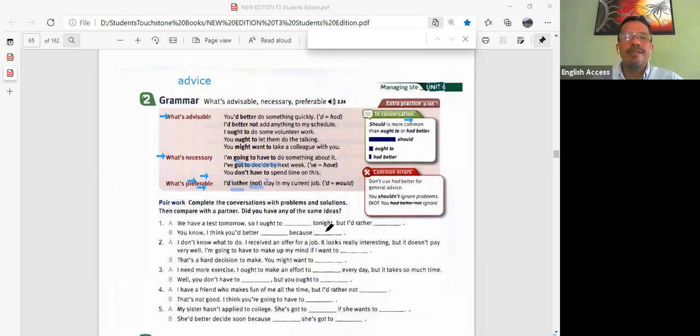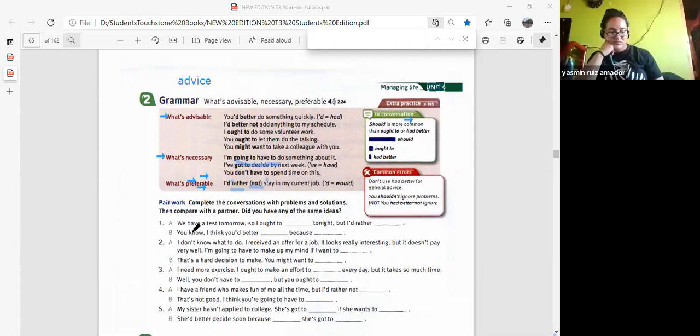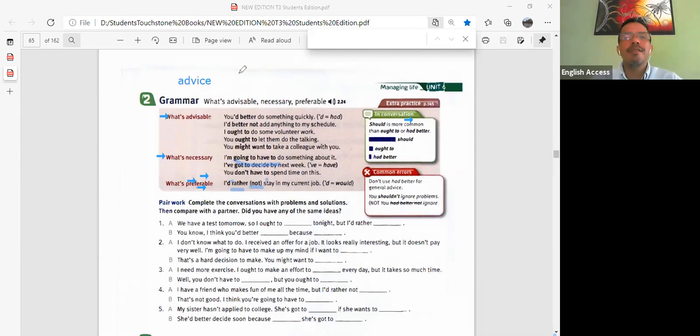What you have to guess is the verbs. You have to put some verbs here. For example, number 1: we have a test tomorrow, so I ought to study tonight. But I'd rather not.